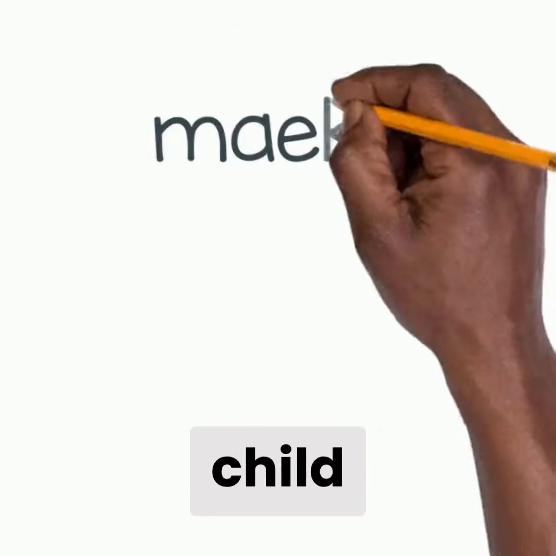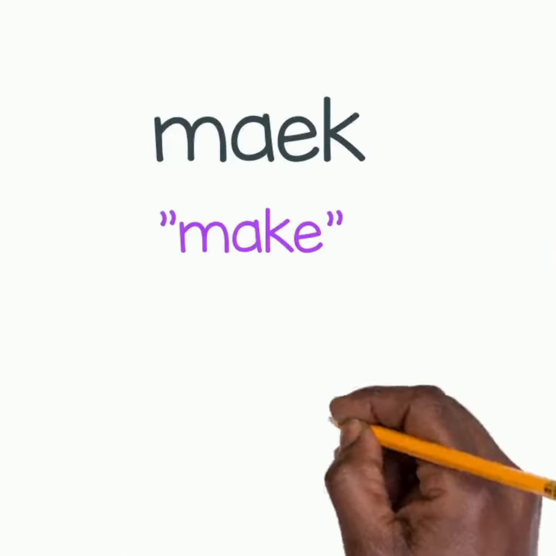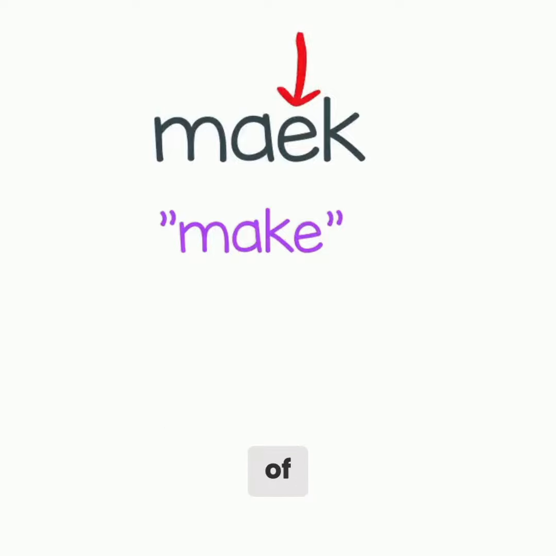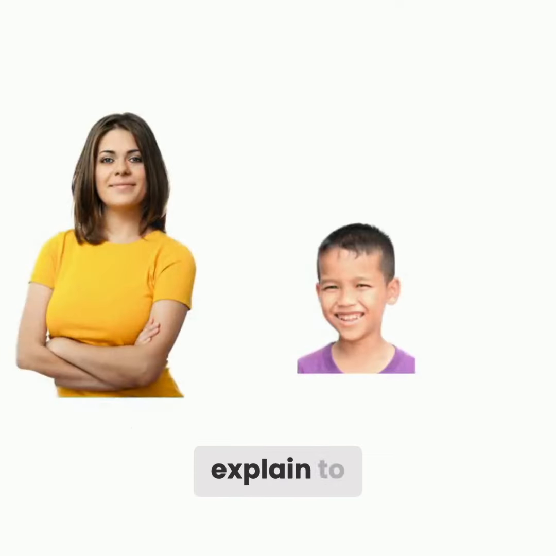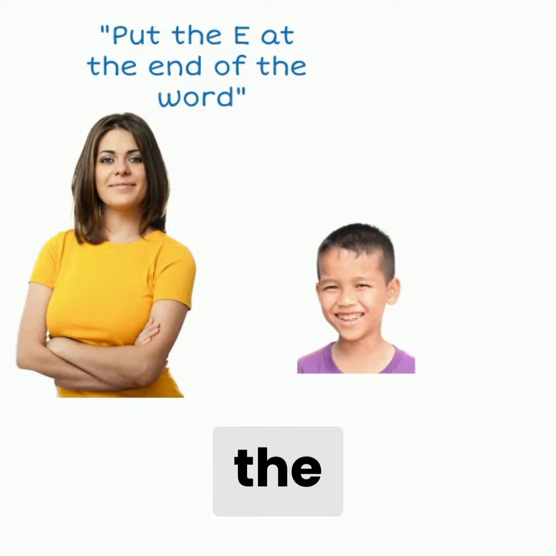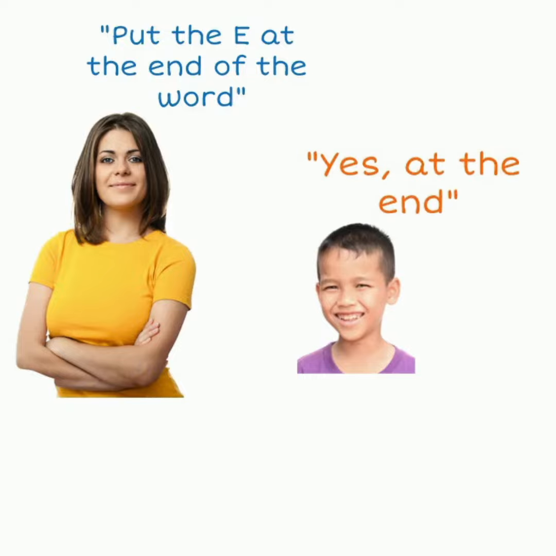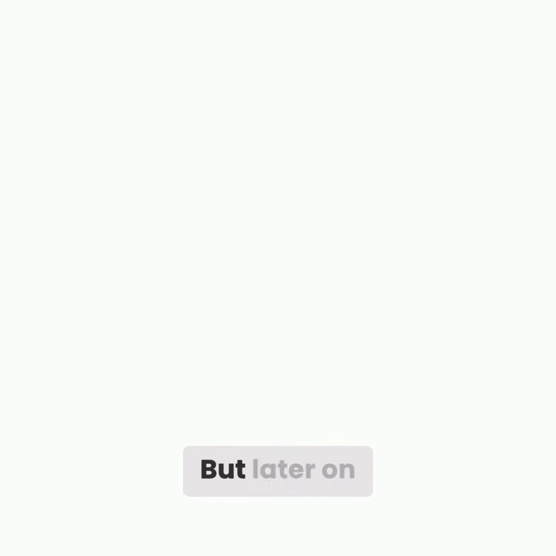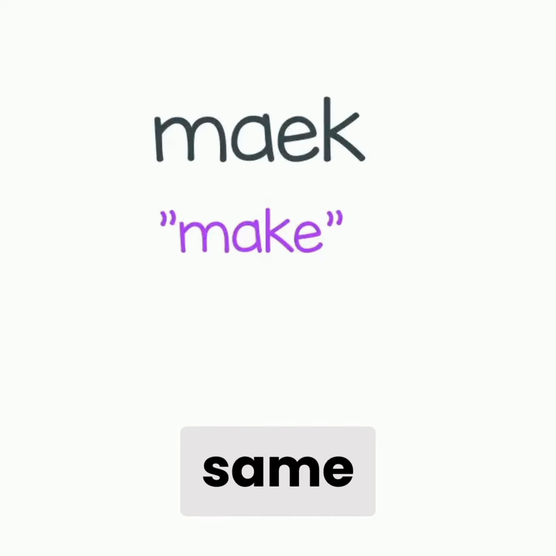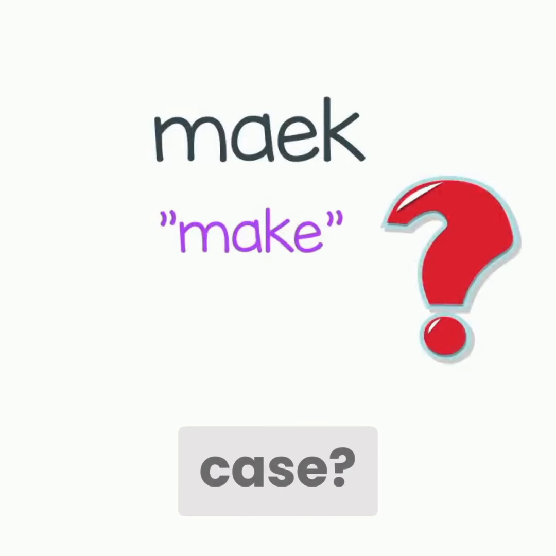Let's say the child misspells the word make. The child puts the E in the middle of the word instead of at the end. So you diligently explain to the child that the E goes at the end of the word and not in the middle. You check for understanding. The child answers correctly, appearing to understand what you said. But later on, the child commits the same error. Why is this the case?